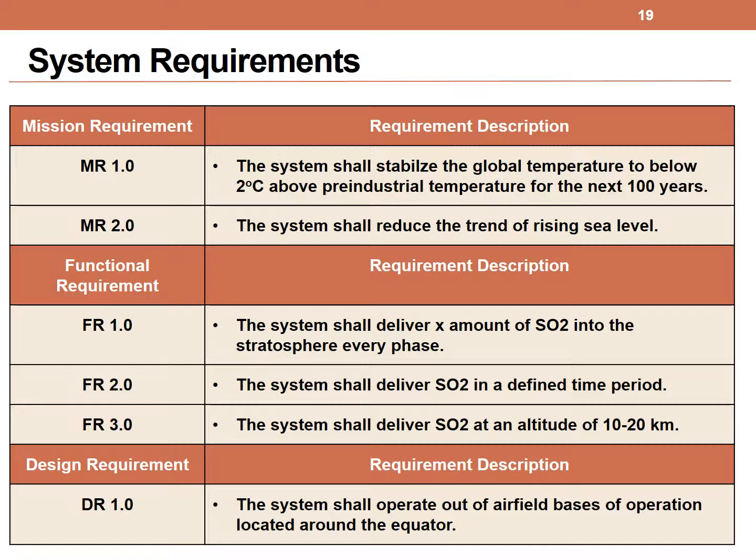For functional requirements, the system shall deliver a certain amount of sulfur dioxide into the stratosphere every phase, and the system shall deliver sulfur dioxide in a defined time period. The system shall deliver sulfur dioxide at an altitude of 10 to 20 kilometers. This is the location of the stratosphere. The design requirement includes that the system shall operate out of airfield bases of operations located around the equator.